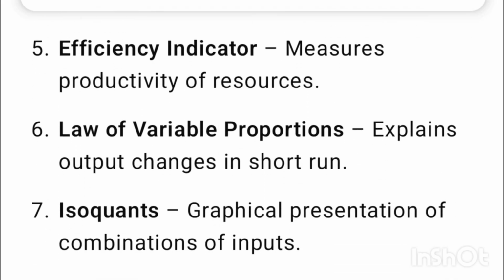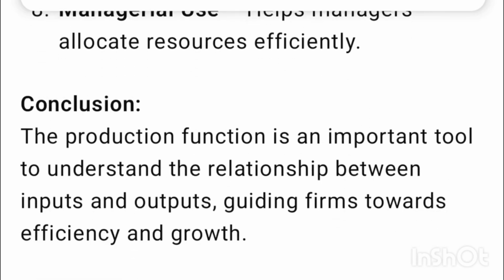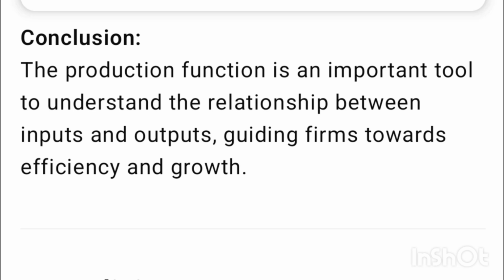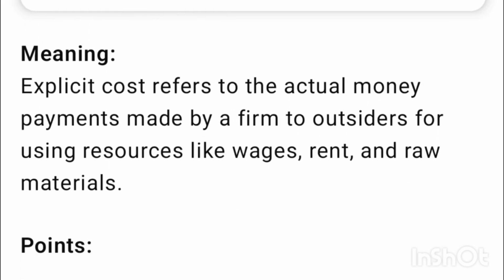5. Efficiency indicator. Measures productivity of resources. 6. Law of variable proportions explains output changes in short run. 7. Isoquants. Graphical presentation of combinations of inputs. 8. Managerial use. Helps managers allocate resources efficiently. Conclusion. The production function is an important tool to understand the relationship between inputs and outputs, guiding firms towards efficiency and growth.